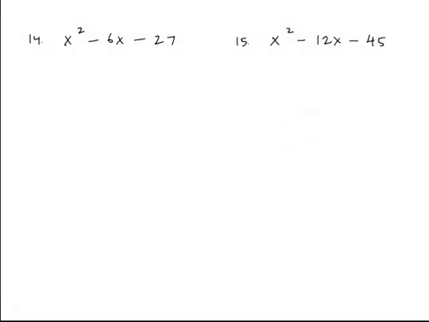A couple more like that. Two parentheses. X squared goes here and here. Negative 27 on the end means the signs will be different. Doesn't matter if you put the plus first or the negative second. First, just make sure you get the numbers in with the right signs. 27, I'm thinking 9 and 3, and if I do a negative 9 and a positive 3, that'll work.